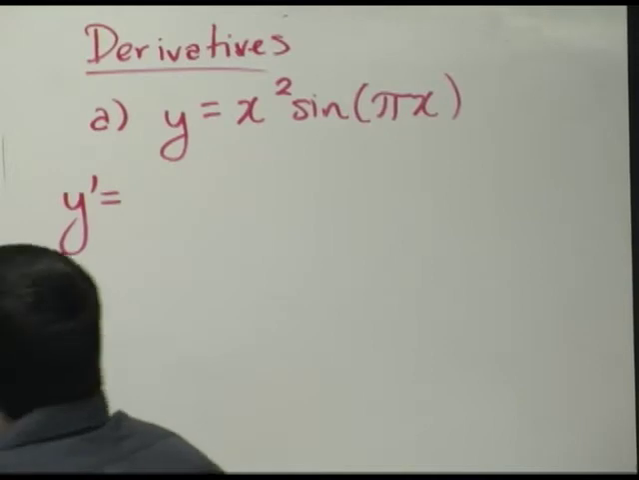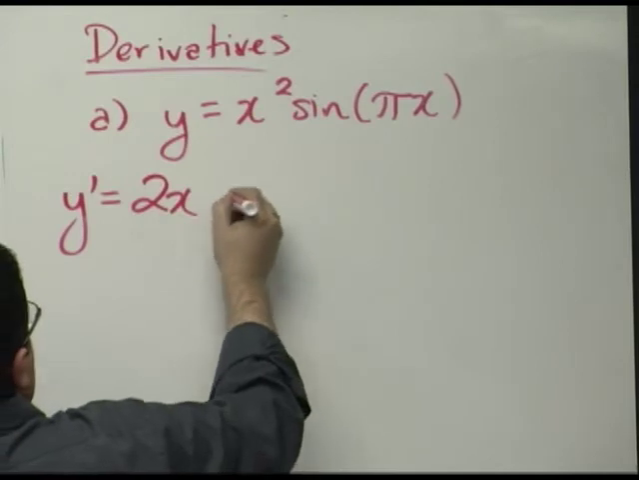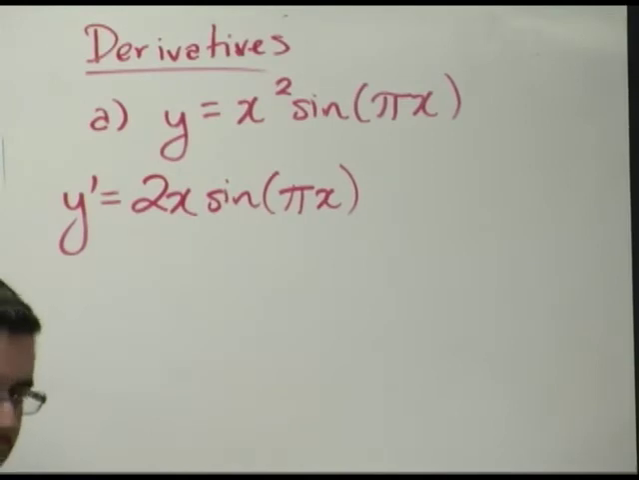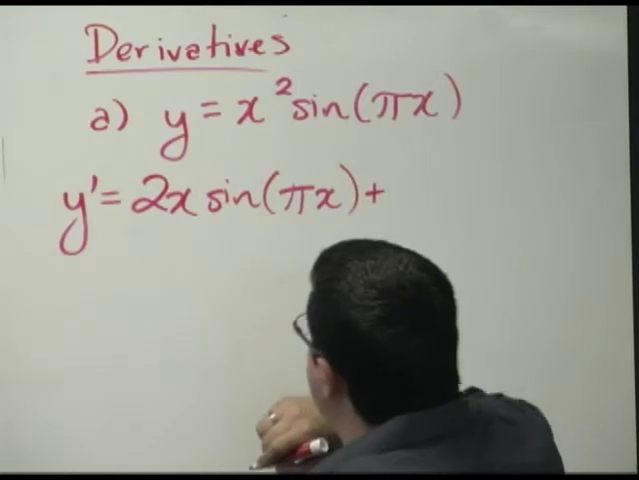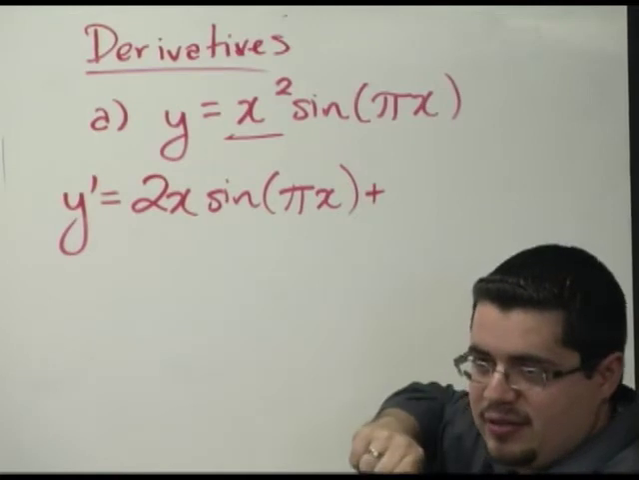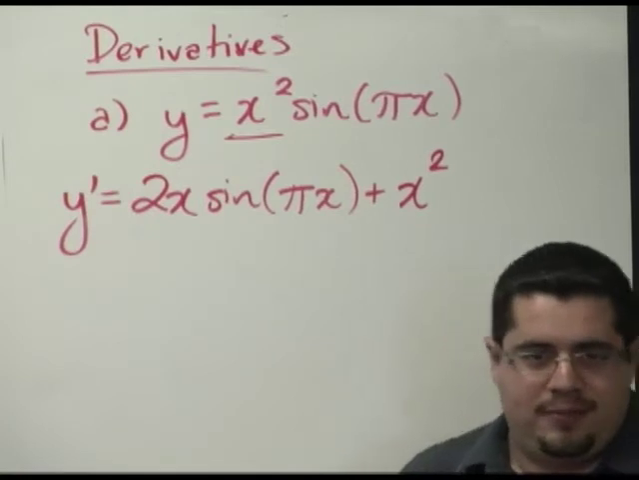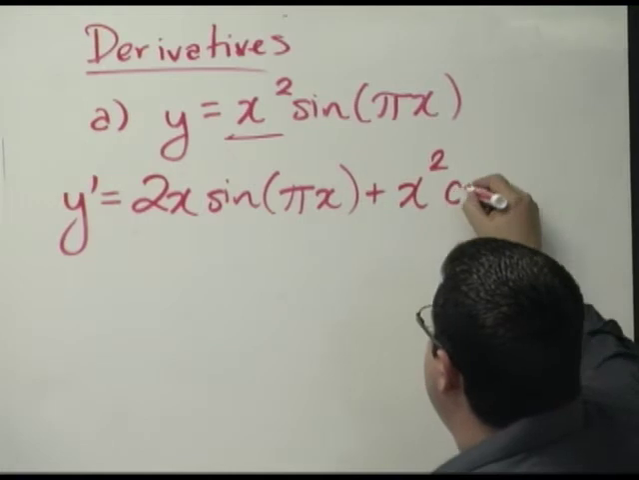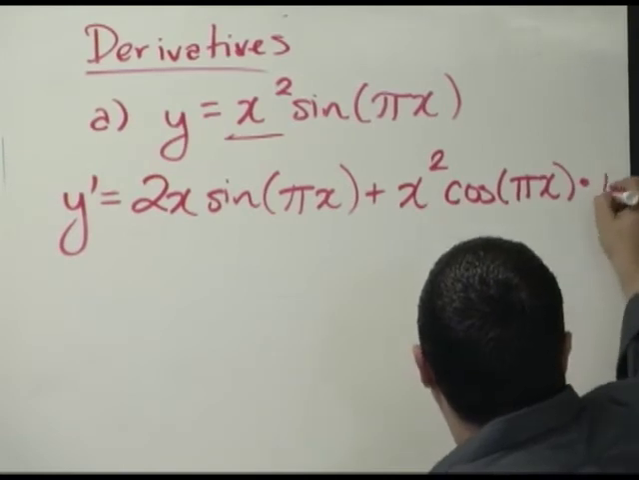y prime is going to be equal to what? Okay, I heard 2x, so 2x sine of pi x. What else? Plus. And the chain rule for the x. Well, we took the derivative of this portion, right? So we leave the sine as it is. The next part, we leave the x squared as it is, and we differentiate the sine. And that's where the chain rule comes into play. So we're going to have x squared times the cosine of pi x times pi. Good.